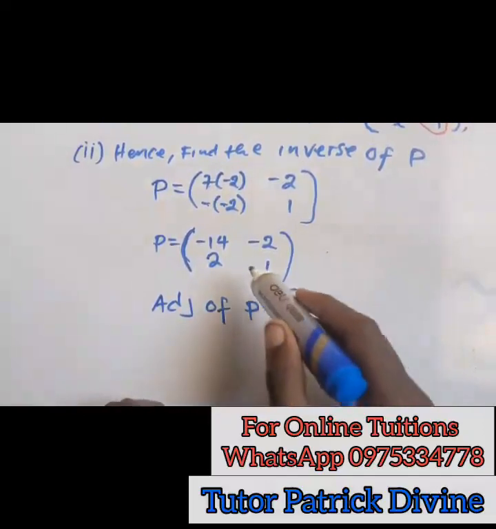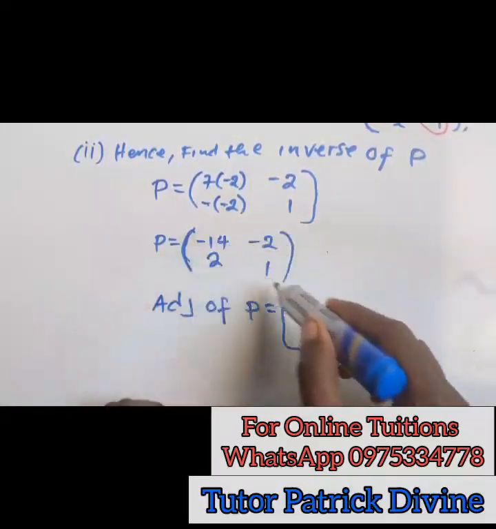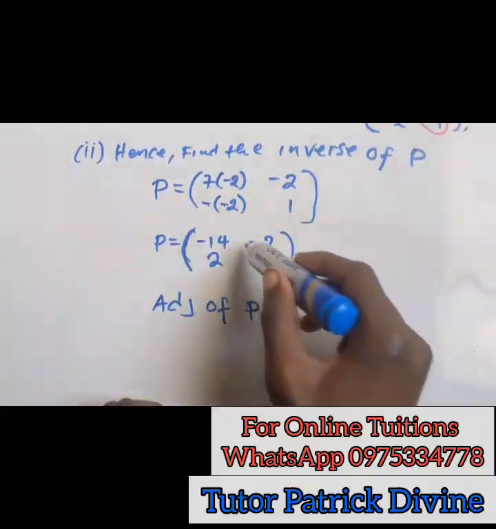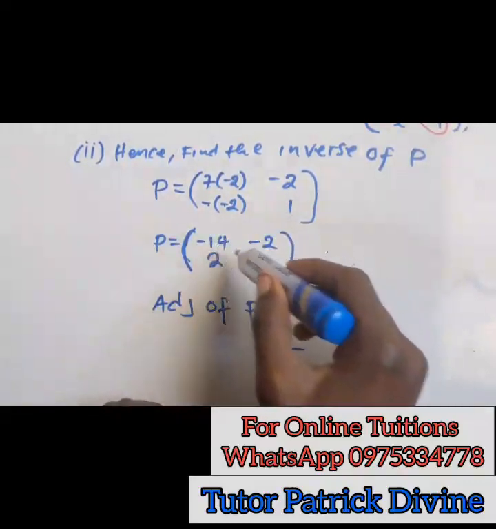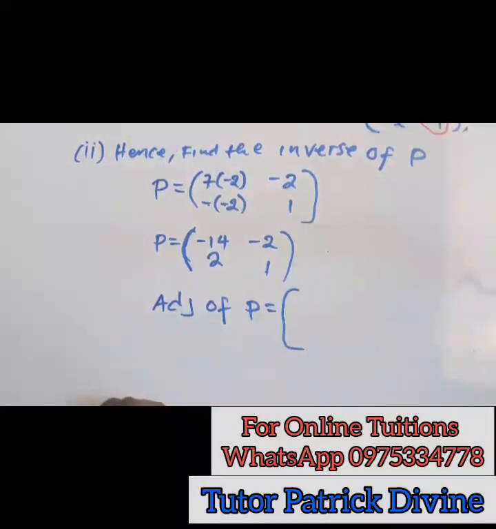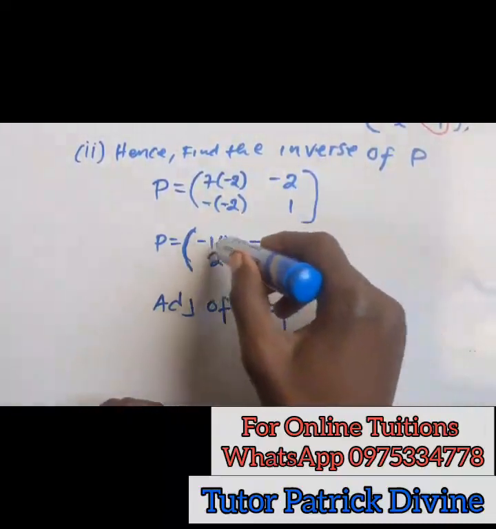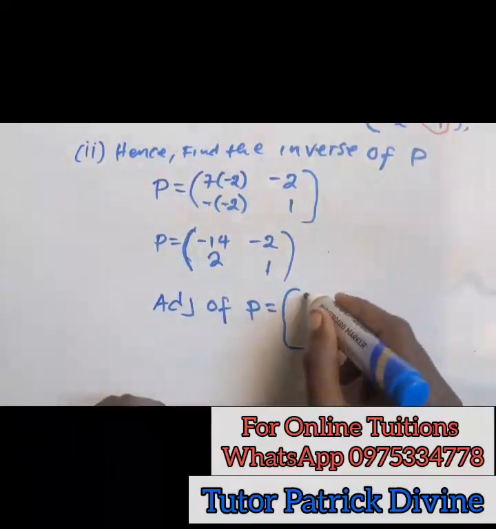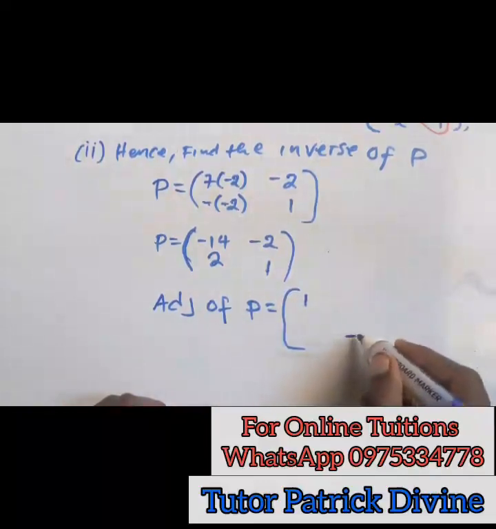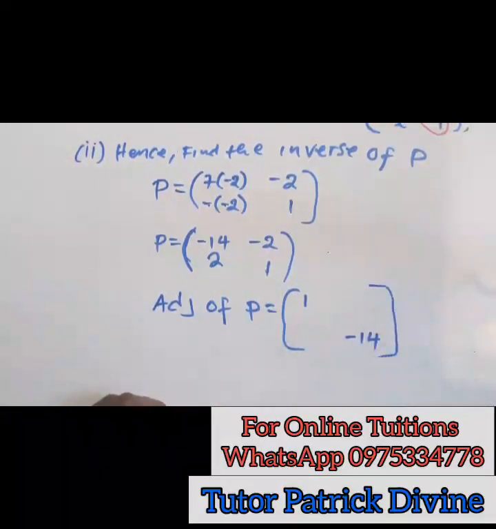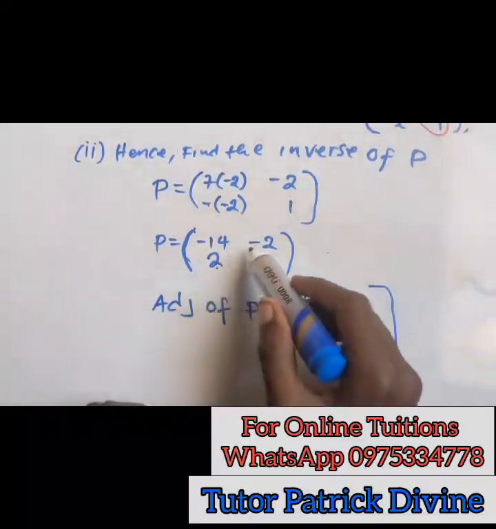What you do is, this is the major diagonal of the matrix. These numbers, you need to exchange their positions. So this one will come here and this 14 will come there, meaning that it will be 1, then negative 14. That is the first step if you are trying to find the adjoint of P.